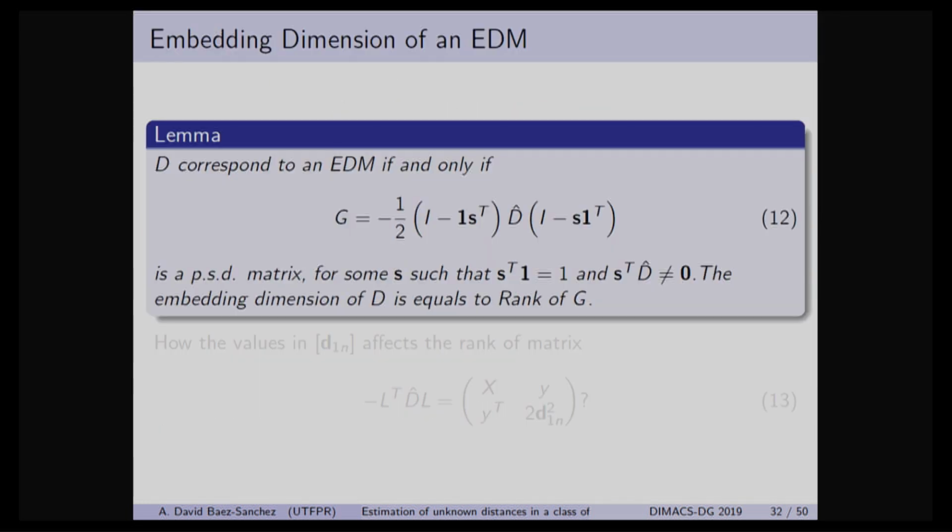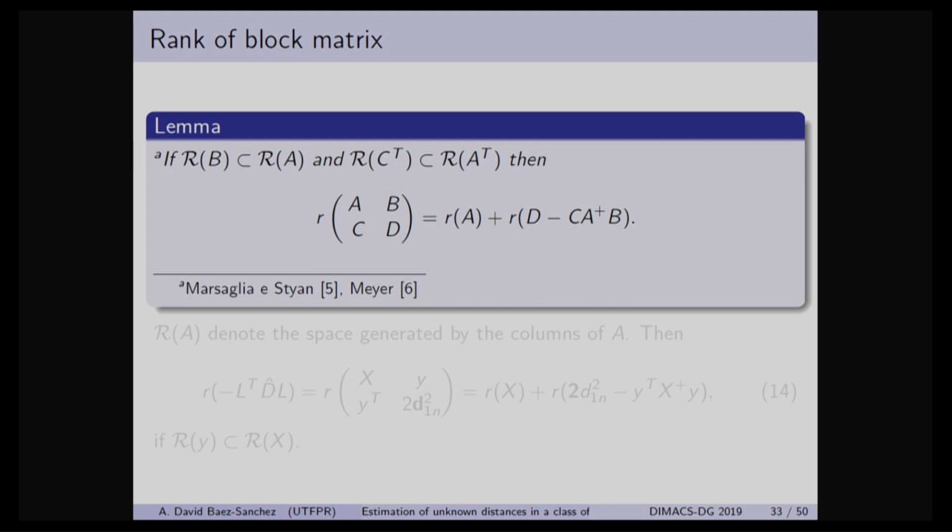Well, remember that this result already gives us some information about the embedding dimension. The rank of this matrix is the embedding dimension. So now we want to answer these kinds of questions. How do the values in this solution set affect the rank of this matrix? What is the rank of this matrix? Fortunately, we have a result about the rank of a block matrix.